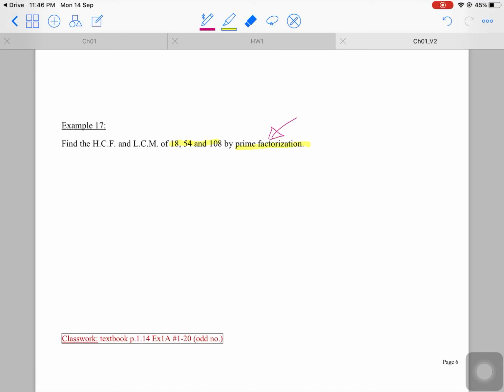Okay, 每個數將佢寫咗做質因數連成式. I taught you before how to express it as a product of prime factors. So use short division for each number. Then 18 equals 2 times 3 squared.